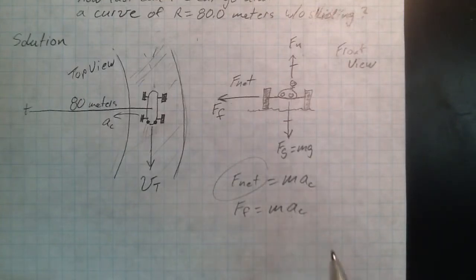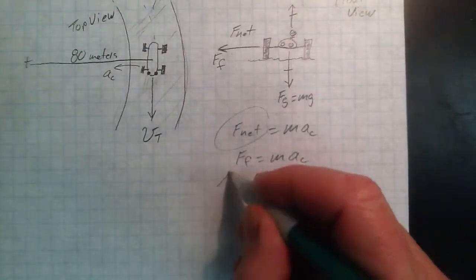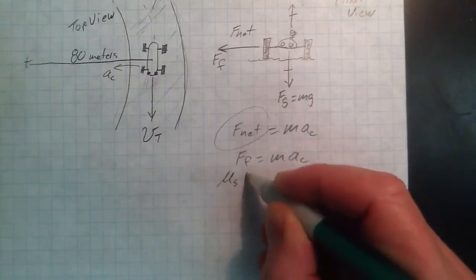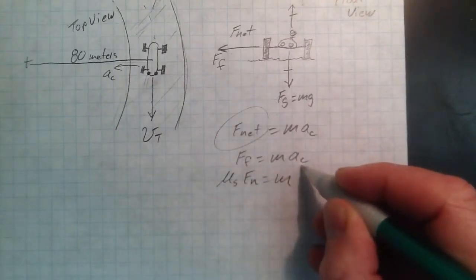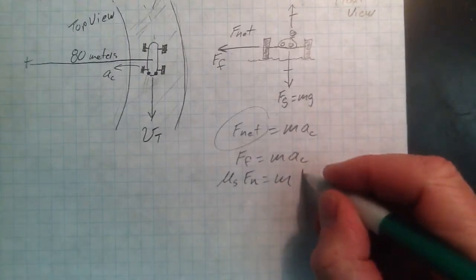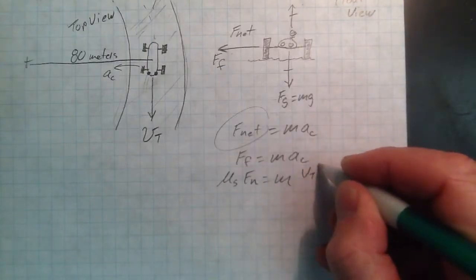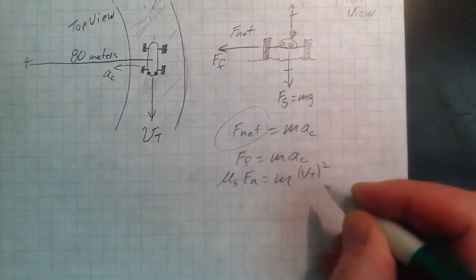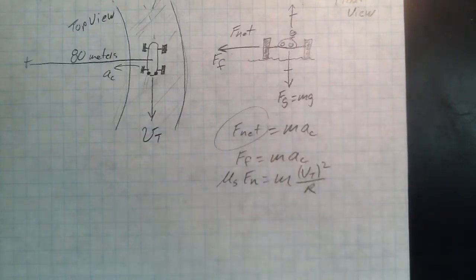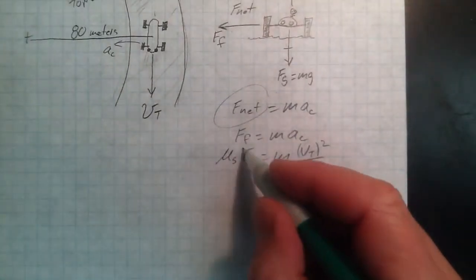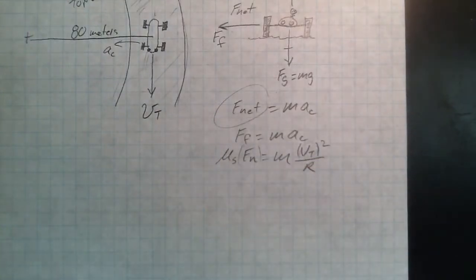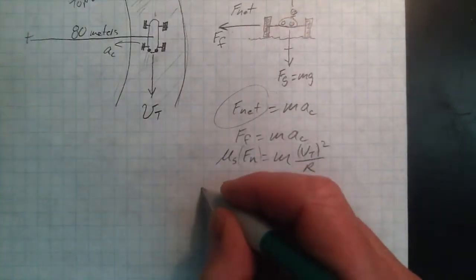Now, force friction we know is mu static times force normal, and mass times centripetal acceleration is mass times tangential velocity squared over the radius r. Okay, this is the quantity we're trying to get after. And there may be some mass whining, but let's explore force normal a little bit more carefully.